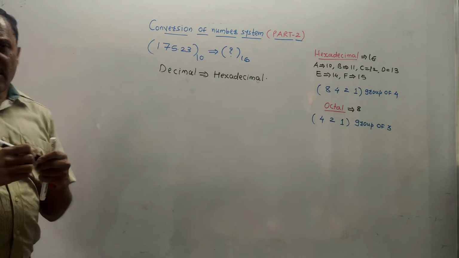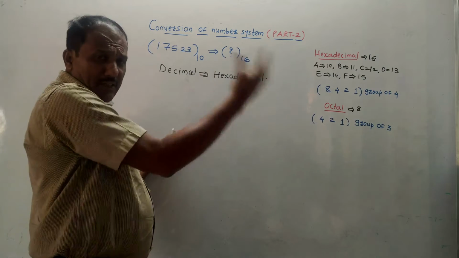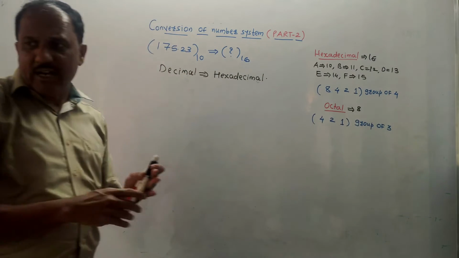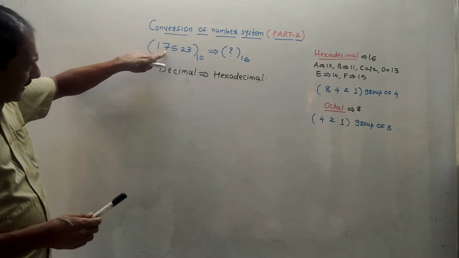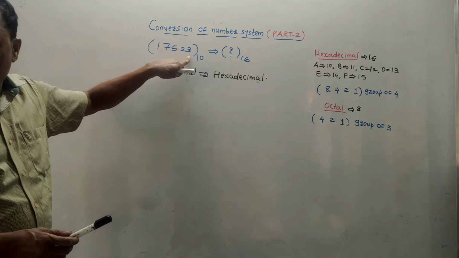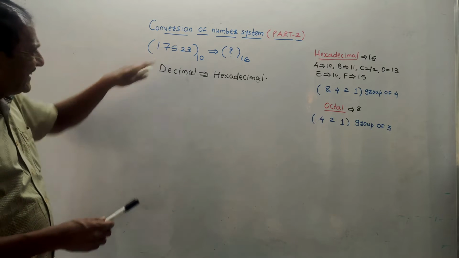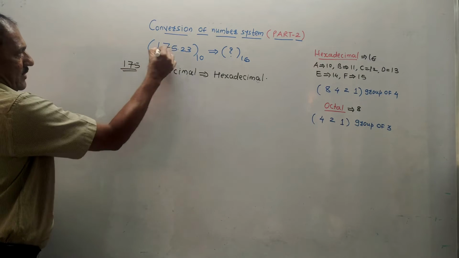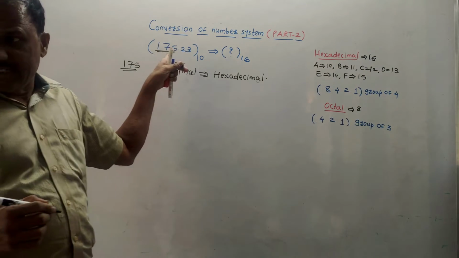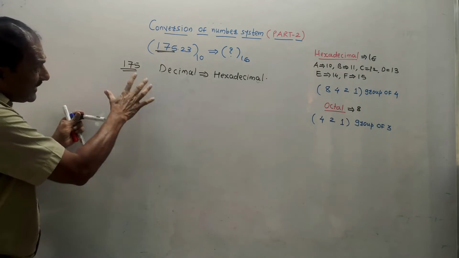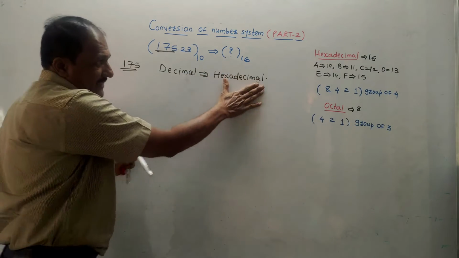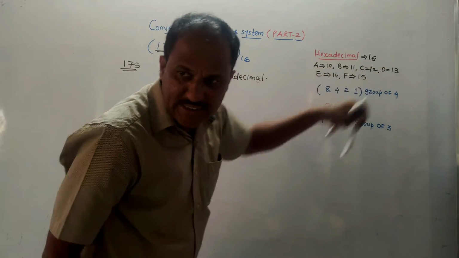Now how to do it? What we studied in part 1, the analogy is very similar, only the values are different. Consider the integer part separately and the decimal part separately. First, we will consider the integer part. The integer part is 175, the part before the decimal point. Now go on dividing it by 16. Why 16? Because you are converting it into hexadecimal. The base of hexadecimal is 16.